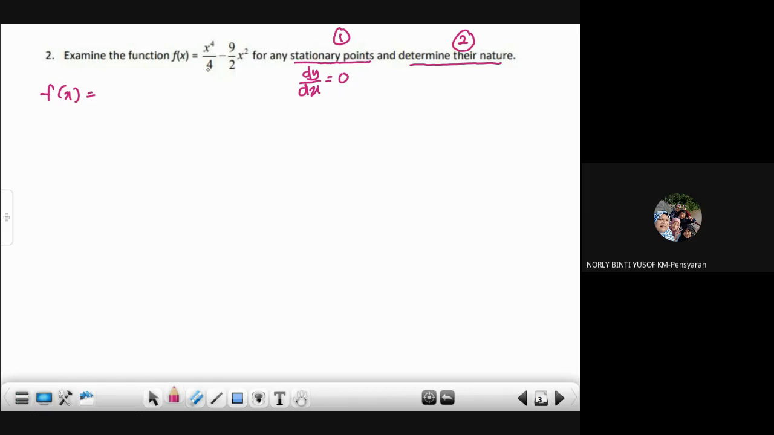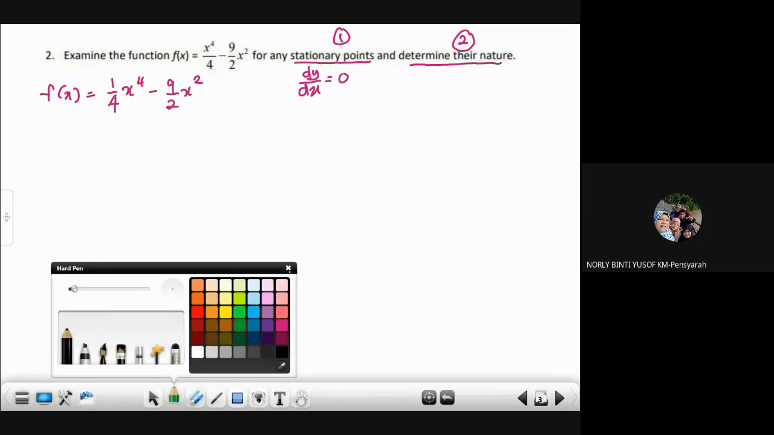Okay, this one you can actually separate. You have 1 over 4, x power 4. The coefficient is 1 over 4. The variable is x power 4. Minus 9 over 2 x squared. If you can see it, okay. If you can't see it, separate them.